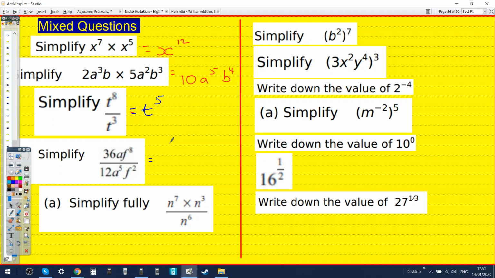Is it 36 A? Not 36. 12 A? Not 12. 3. Yeah. 3 A 4, F 6. And it's not 4. That would be 5 and 1. This is 1 and 5 minus. Yeah. Next one.